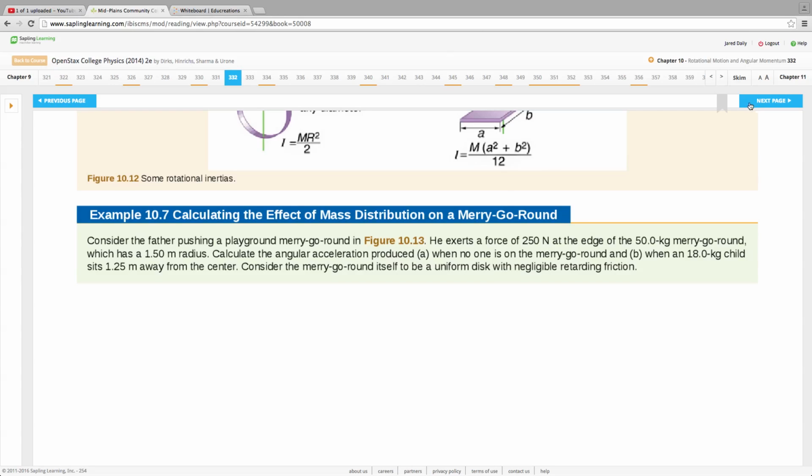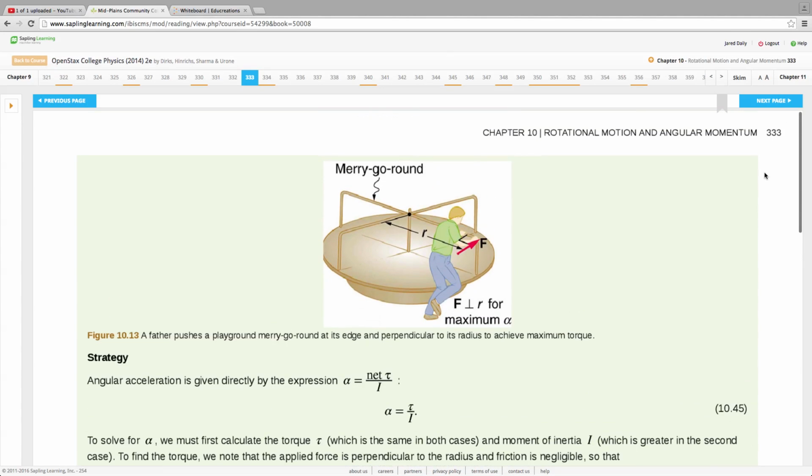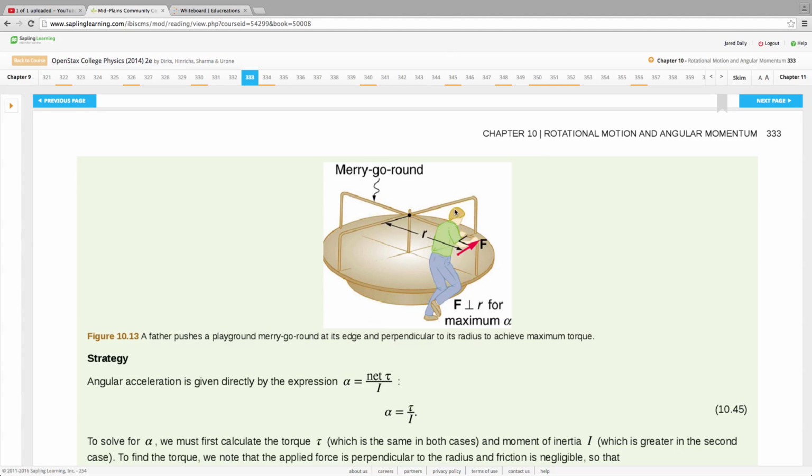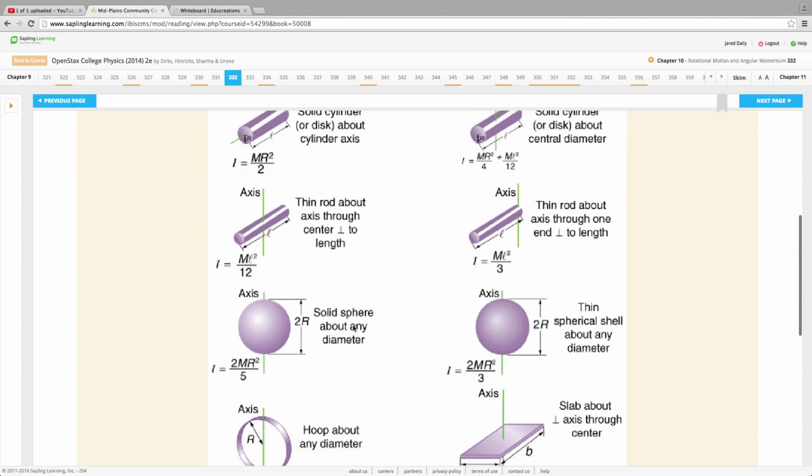In this next problem, we're going to calculate the effect of mass distribution on a merry-go-round. What happens if you put the kids in different places or things in different places? So right now, this guy is just turning the merry-go-round. The merry-go-round is kind of like a big flat disc, and we actually know what the moment of inertia is for a big flat disc.